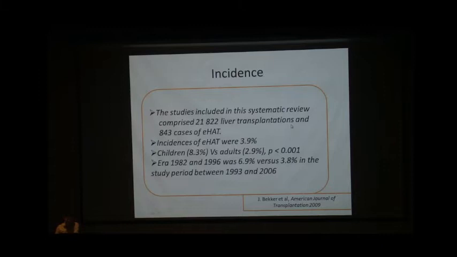This is one of the review articles which has included a huge number of patients, 21,000 patients with 843 HAT. The incidence of early HAT in that study was 3.9%, and the incidence among adults and children varies. There is a difference between the pediatric and adult patients, 8.3 and 2.9%. There is a difference in era, and initially it was higher, 6.9%. Nowadays it has reduced to almost nearly 4%, 3 to 4%.